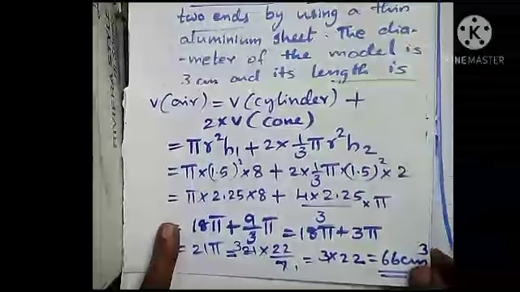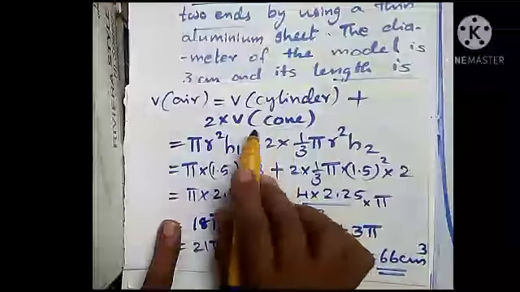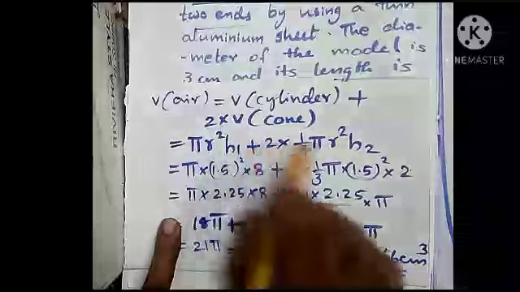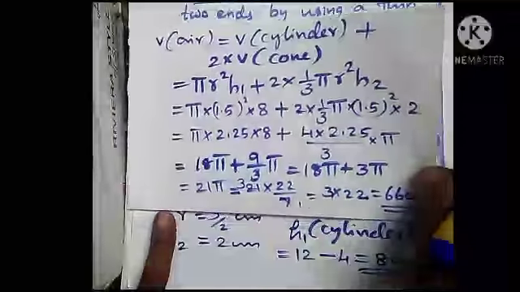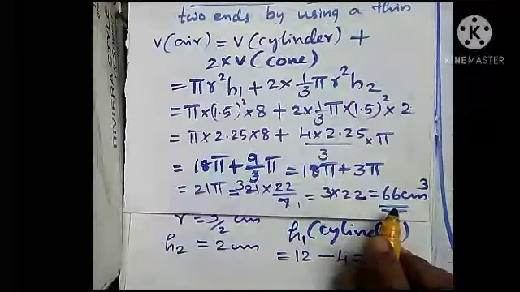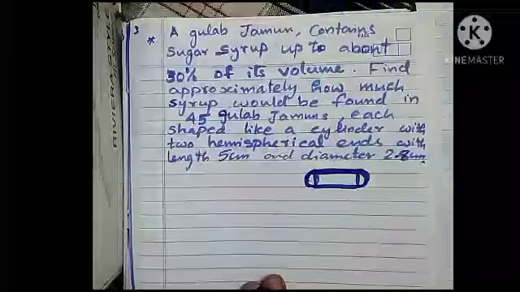So we are adding the volumes of the cylinder and the volumes of the two cones, just using this formula, and we can simplify like this, and you are getting 66 centimeter cube.